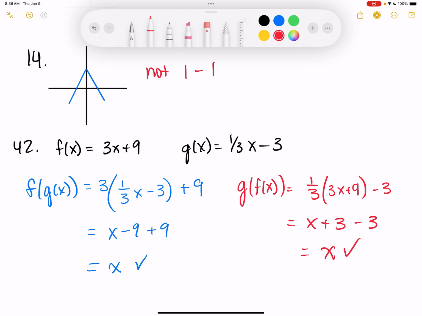So by just showing that they're equal to x, is proving that they're inverses. Like if you want to write, these are inverses, you can, but you don't have to. That is sufficient to show what it's asking based on the instructions.